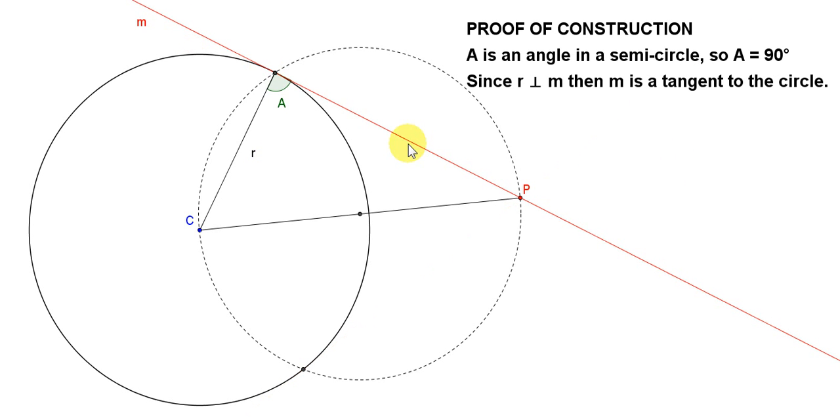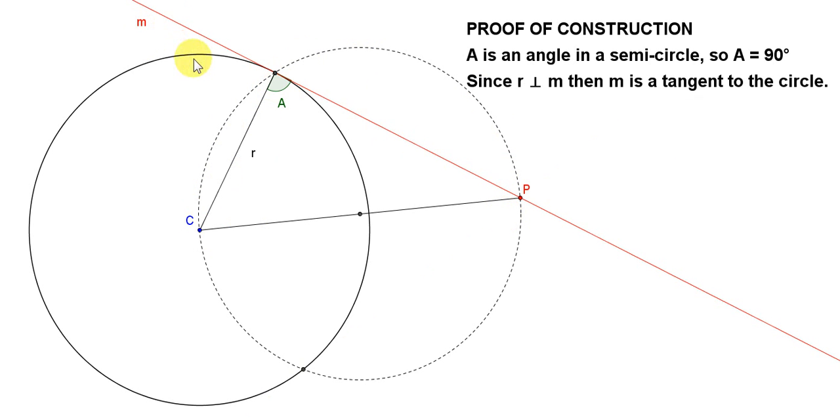Now, I'll call this tangent to the circle M, and the line from the centre of the circle to the point of contact is R. And of course, this line is a radius of the circle. Now, why does this construction work? Well, this angle up here is an angle in a semicircle. This dotted semicircle here. And we know from a previous result that this angle is 90 degrees. So we're just looking at the dotted semicircle. CP is the diameter of the dotted circle.